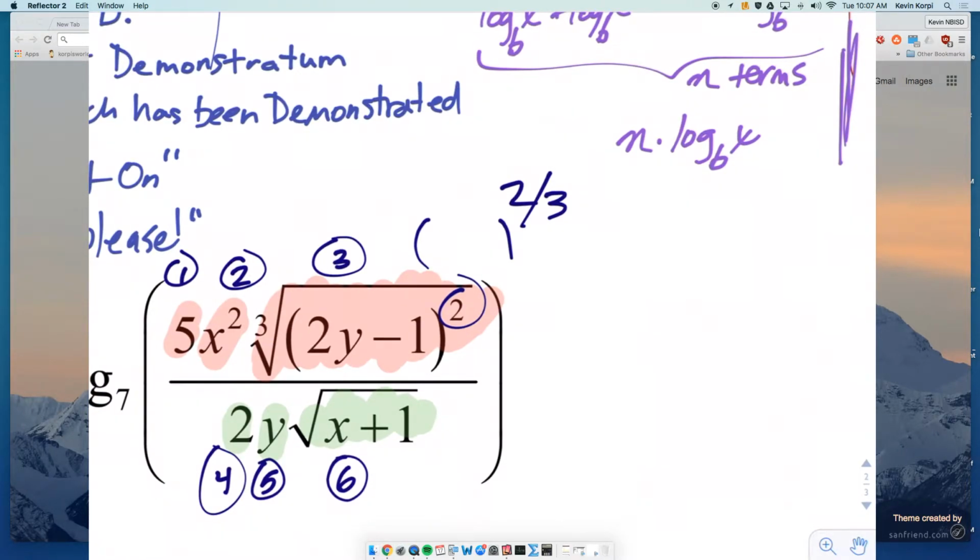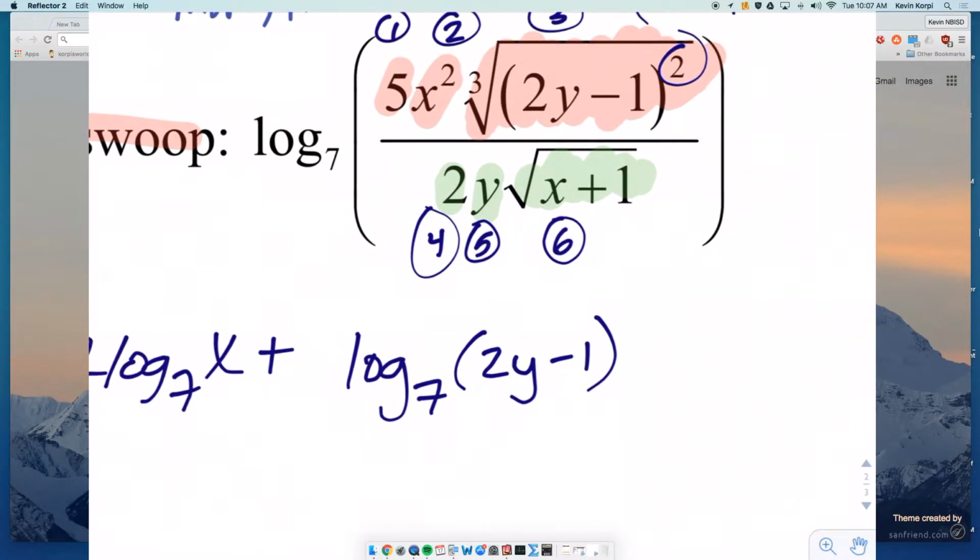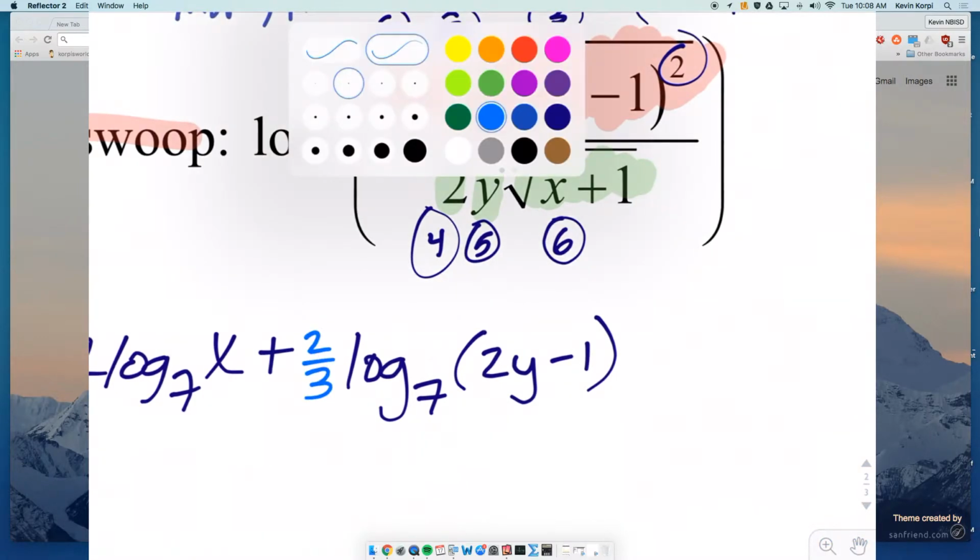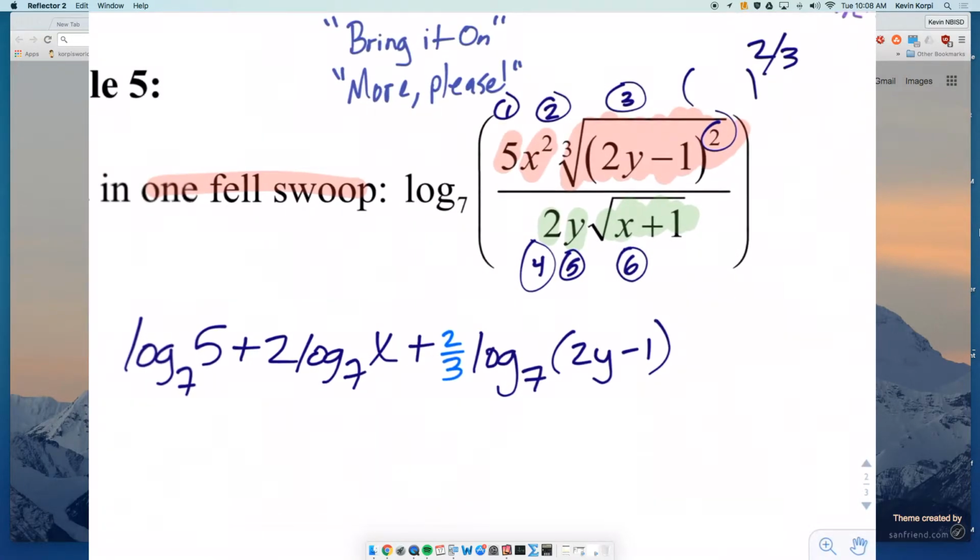So at this point in the game, I am hoping that you can just look at the cube root of blob squared and say it's blob to the 2/3. That's where you should be at this point. And with the 2/3 as the exponent, it would slide out front and become the coefficient. Now there it is. There's the numerator, completely finished.